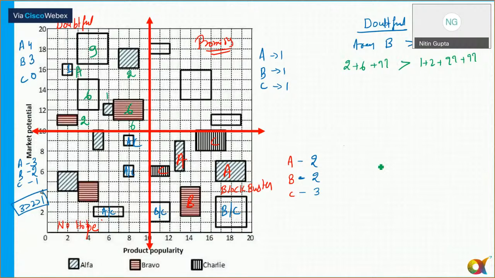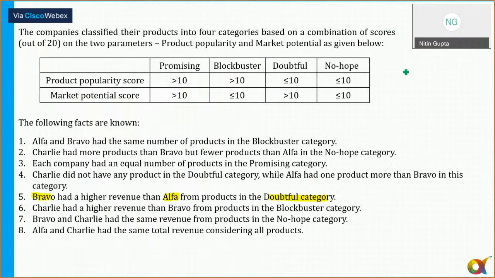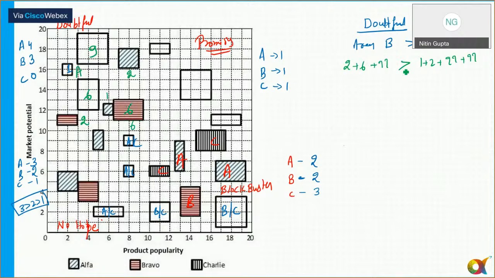So we have got 2 plus 6 is 8 and 1 plus 2. Okay, now point number 6. Charlie had a higher revenue than Bravo from the products in the blockbuster category. So in the blockbuster category, Charlie is more than Bravo. That is given to us.